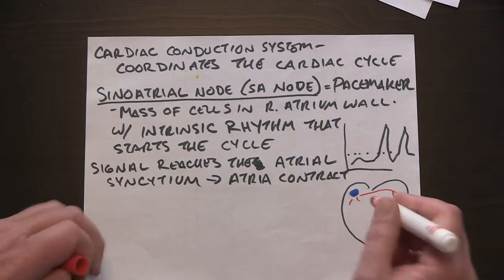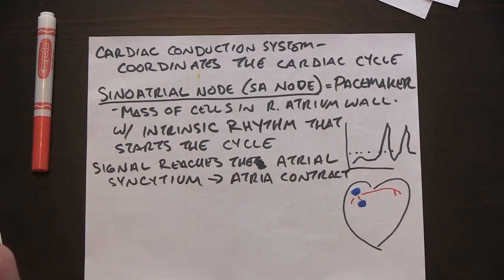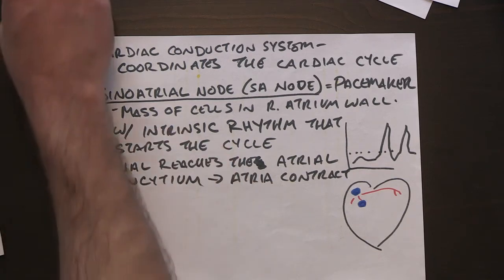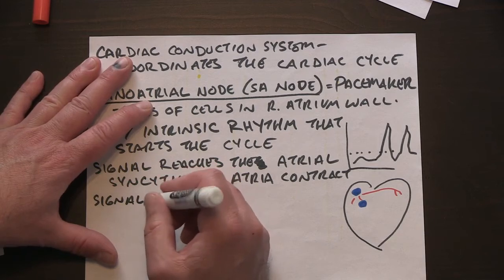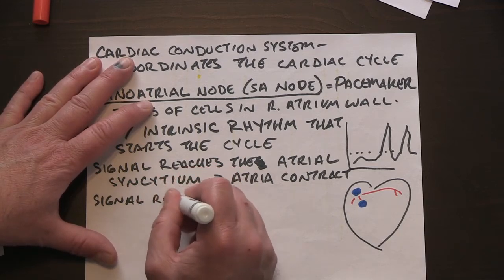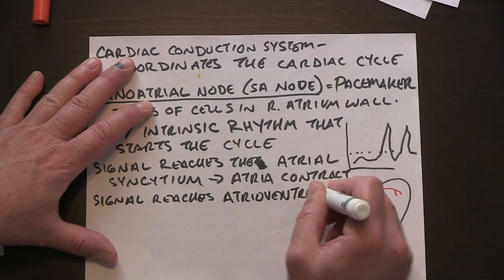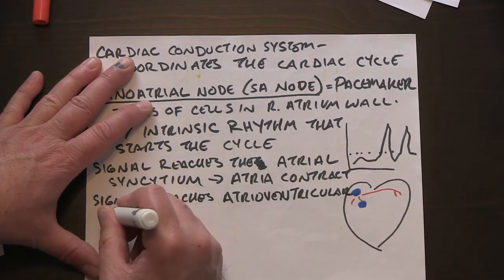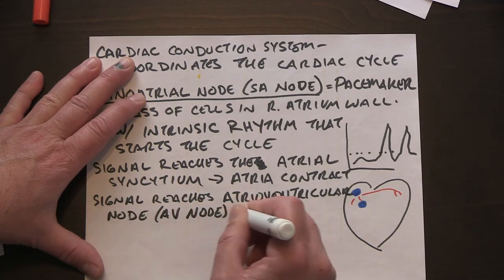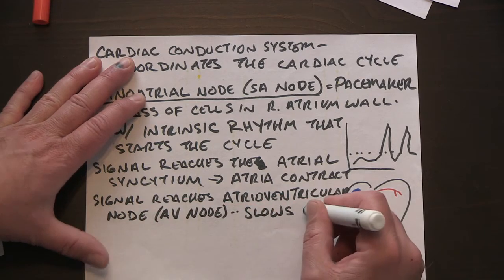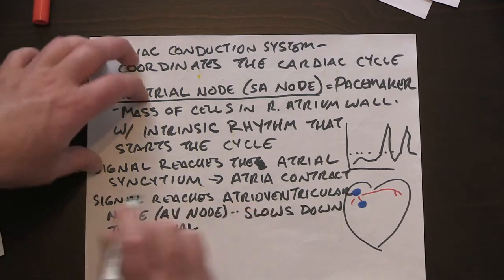To an area called the atrioventricular node, also known as the AV node. And then the signal slows down.